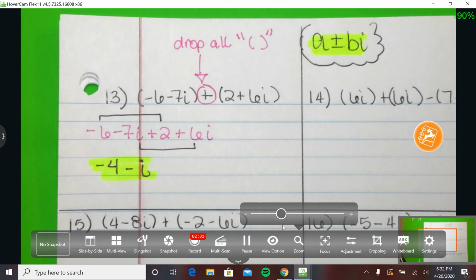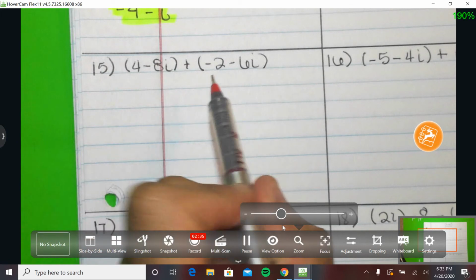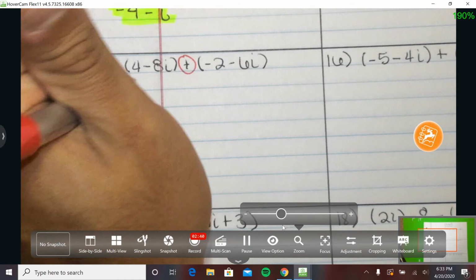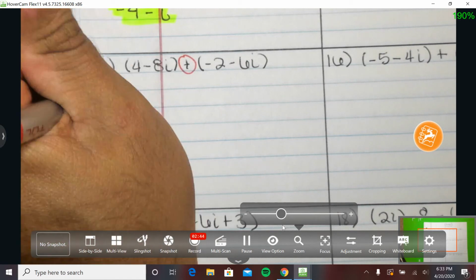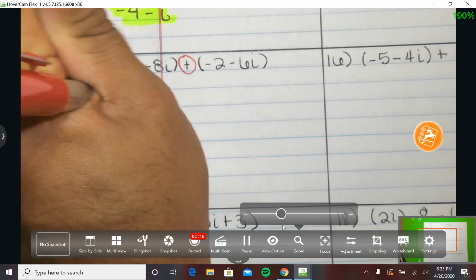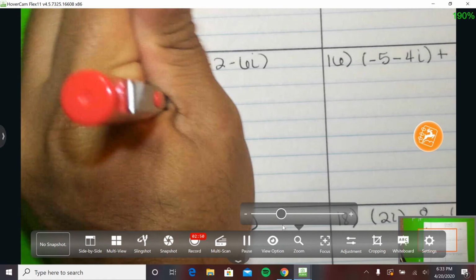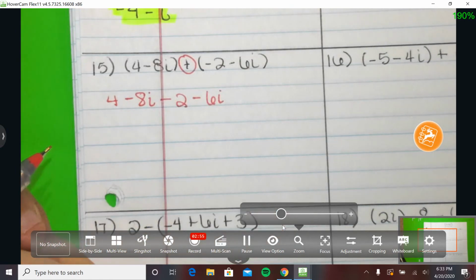The next one, I'm going to do all the pluses first. Here's a plus sign. The rule is to drop all parentheses. Keep everything the same. Just drop everything, all the parentheses. So this becomes a 4 minus 8i minus 2 minus 6i. And then you combine your like terms.